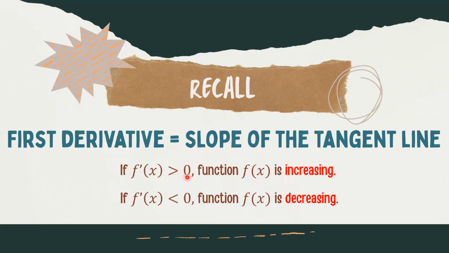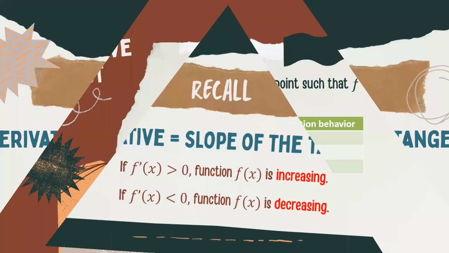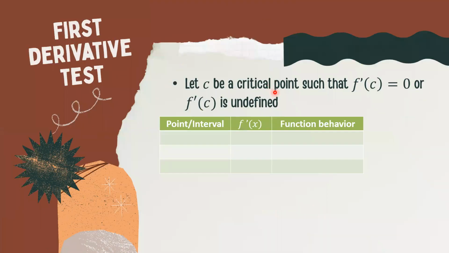Meron tayo dito greater than 0 tsaka less than 0. Eh paano na yung mismong equal sa 0? Yan. So if c is a critical point such that f prime of c is equal to 0, ayun pala, pagka equal mismo sa 0, critical point siya. Or di kaya f prime of c is undefined.